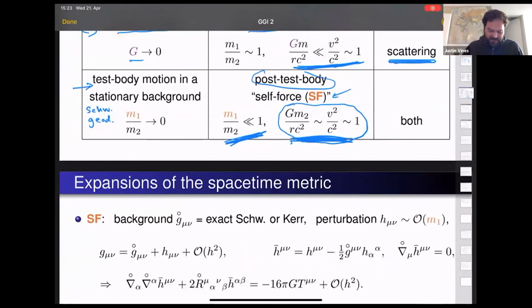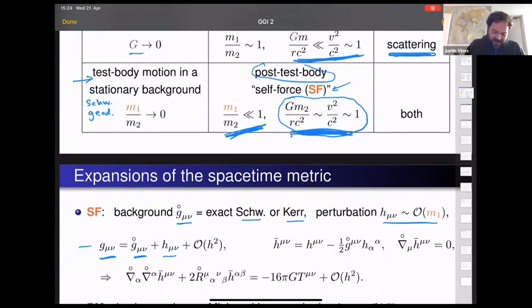So in this self-force scheme, as we were just saying, you assume that the exact space-time metric is some background metric, which again, it could be exact Schwarzschild or exact Kerr if you had a spinning background. And we're going to treat all of that exactly. The Schwarzschild background, let's say, we treat as exact. And then we have a perturbation, which is caused by the smaller mass. And then, essentially, this is our ansatz for a solution to Einstein equations.